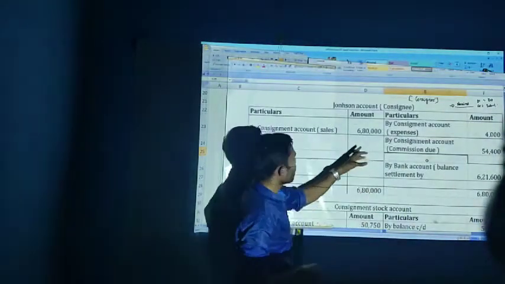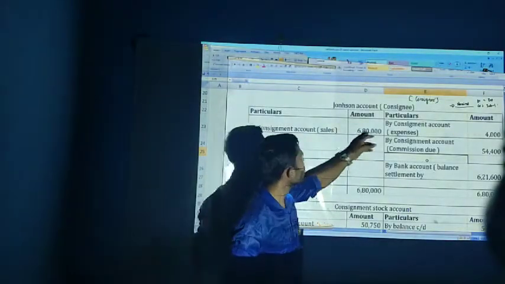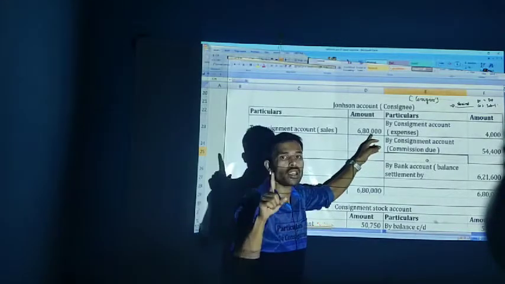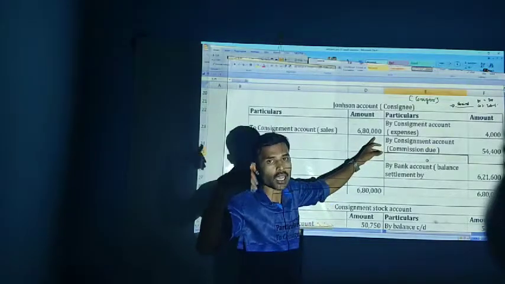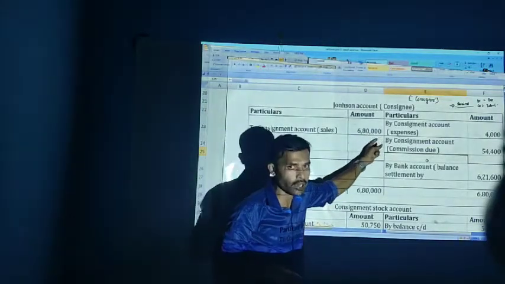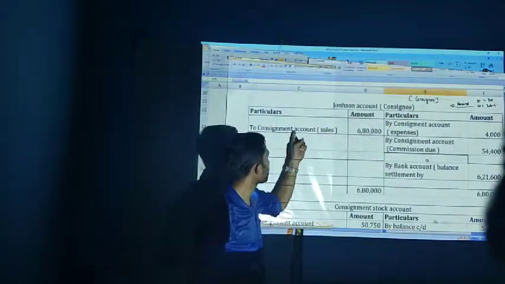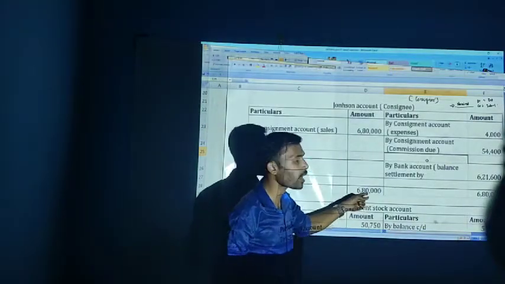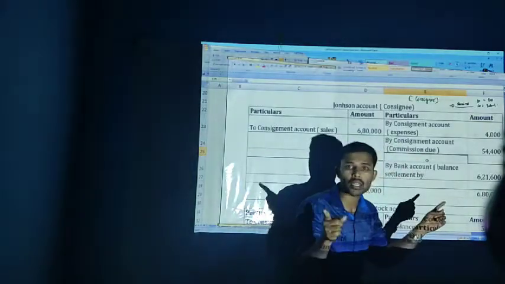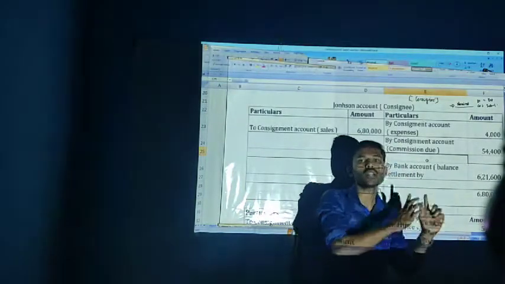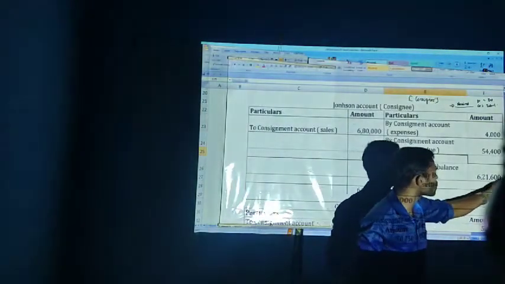Next. Sales made by the consignee is how much? That is 6,80,000. Go back and see in the what? That is the consignment account, by Johnson account, in the bracket sales, cash sales. The total amount is how much? That is 6,80,000. Meanwhile, in the consignee account, to consignment account, that is sales made. Totally 6,80,000 is on the debit side and make it balance, and the balance will be paid by the consignee. That he is remitting the amount to the consignor. That is how much? That is amount 6,21,600.